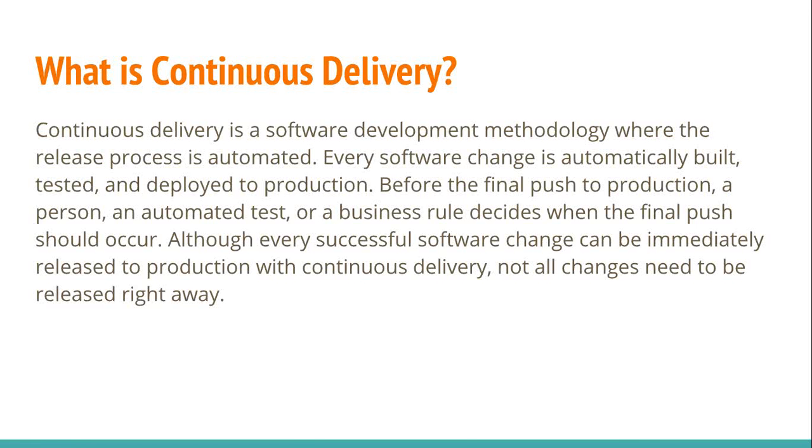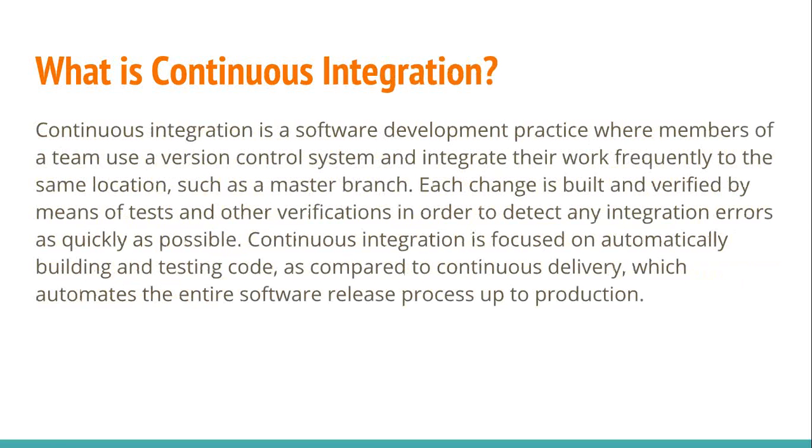So every successful software change can be immediately released to production. Suppose you fix a critical bug or a requested enhancement, we have to push them to production. If there are no bugs and all test cases are executed successfully, all green, we can directly deploy that code to production using this CodePipeline. Okay. Next one is continuous integration.